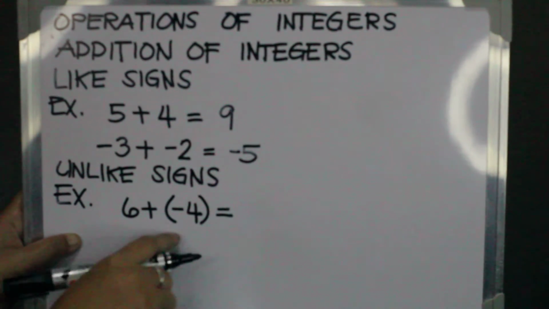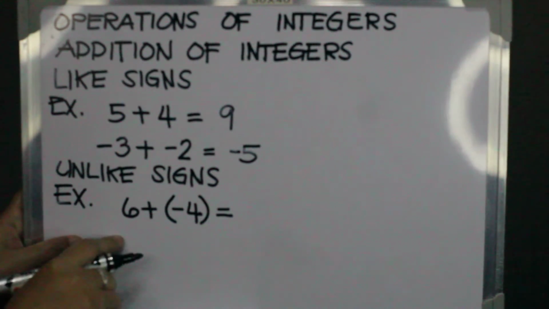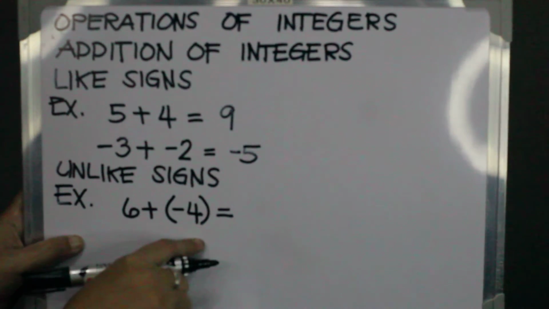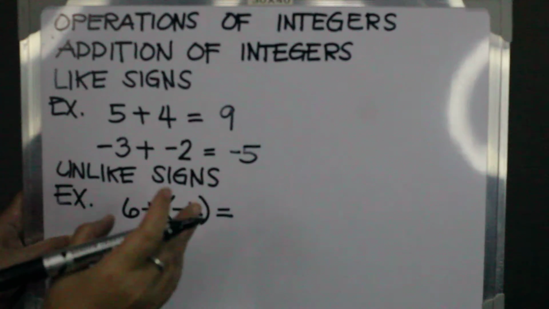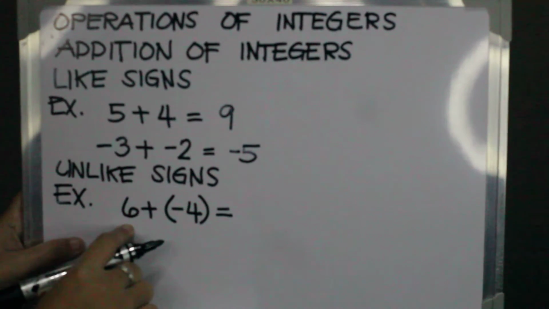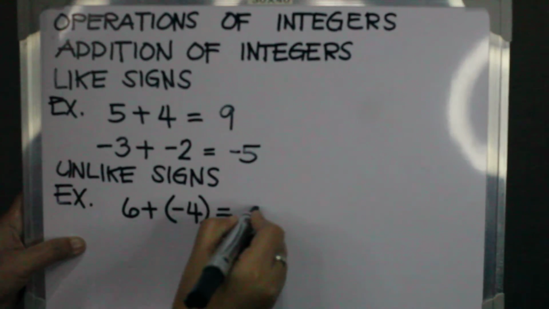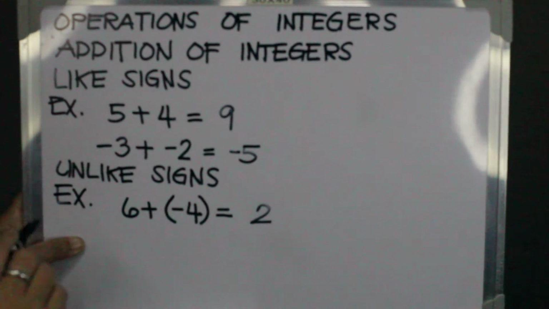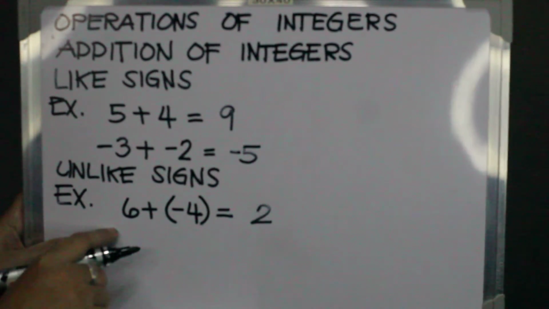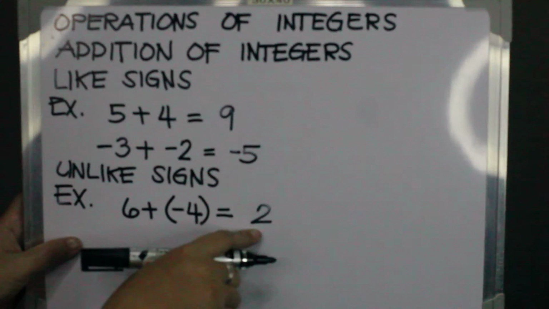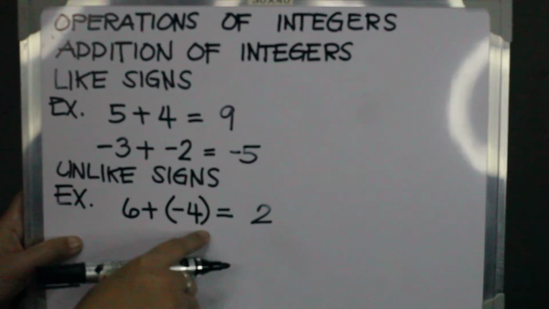We get the absolute value of this. That means if they are unlike signs, you need to subtract the numbers. So we've got 6 minus 4 is equal to 2. And then you simply copy the sign of the greater value. The greater value is 6, the positive 6, and the sign is positive. So our answer must be positive 2. That means 6 plus negative 4 is equal to 2.